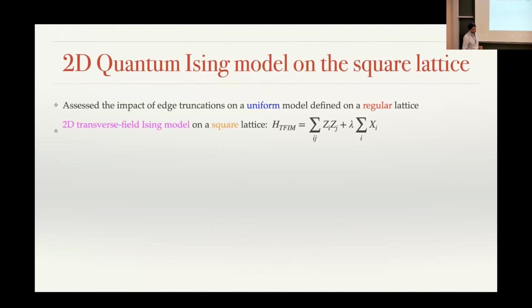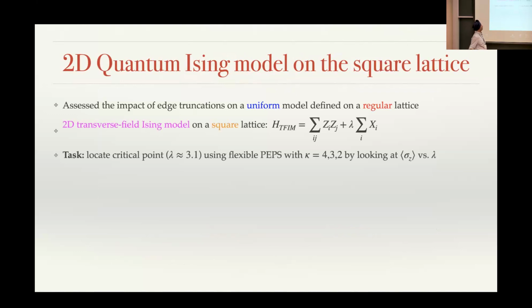So we just looked at the 2D transverse field Ising model on a square lattice. And the task was to locate the critical point. This model has a critical point at some value of the magnetic field, 3.1. So we wanted to locate this and see what happens when you tune this parameter. This parameter controls whether you have deletions, whether you're deleting edges or not.